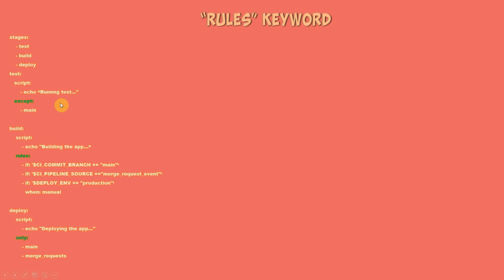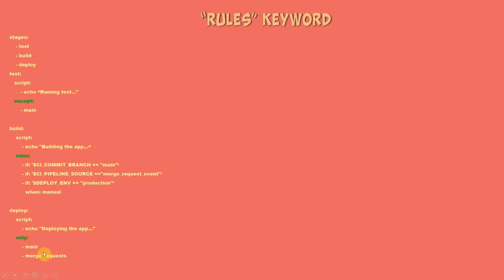Here's how this pipeline is set up. The test job runs on every branch except main. This is great if you want to test all your branches but skip testing on the main branch. The build job runs when you push to main or during a merge request, to ensure that your code is built in both scenarios. The deploy job runs only on the main branch, which ensures that deployment happens in a controlled environment.